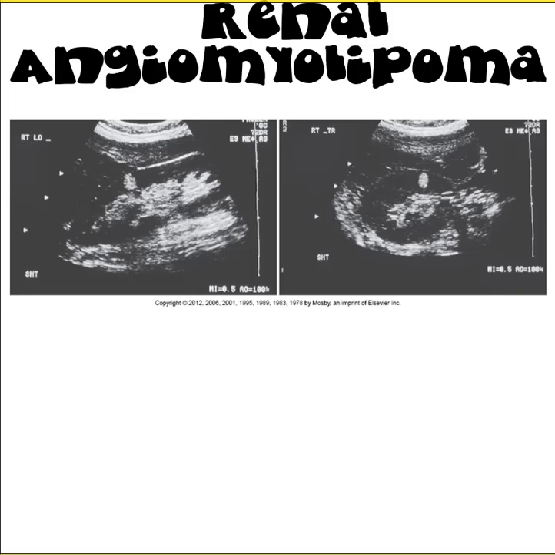And yet another example, in the longitudinal and transverse plane, of an angiomyolipoma. The brightness of the angiomyolipoma typically comes from its fat content, making it isoechoic to the fat that can also be seen surrounding the kidney.